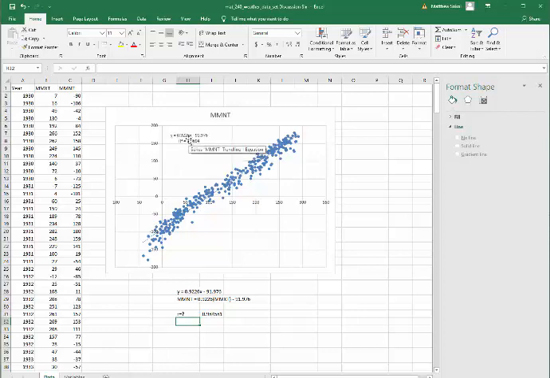All right, so this is how you do it very quickly and easily in Microsoft Excel, but you are more than welcome to also use StatCraft.